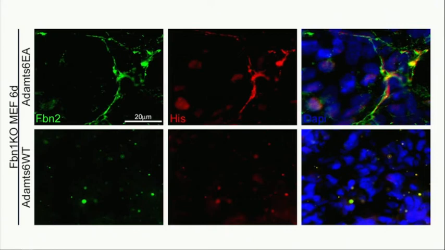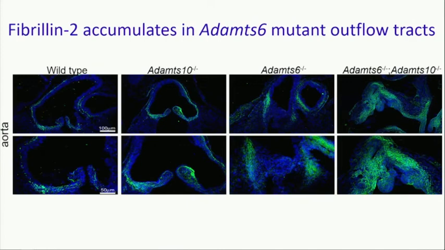So what is the in vivo evidence that fibrillin 2 is a major substrate for ADAMTS6? You see here fibrillin 2 staining in wild type and ADAMTS6 and ADAMTS10 mutants. Just as ADAMTS9 and 20 are a homologous pair, ADAMTS6 and ADAMTS10 are also highly homologous, and both of them now are known to cleave fibrillin 2. What you see here is accumulation of fibrillin 2 in ADAMTS10 mutant outflow tract. These are the aortic valves. This is the aorta. In the ADAMTS6 mutant, there is a great deal more fibrillin 2. And in the combined mutants of these mice, there is considerably more fibrillin 2.